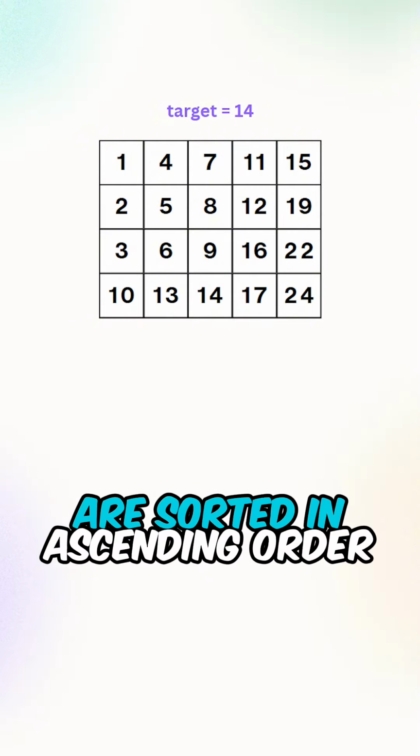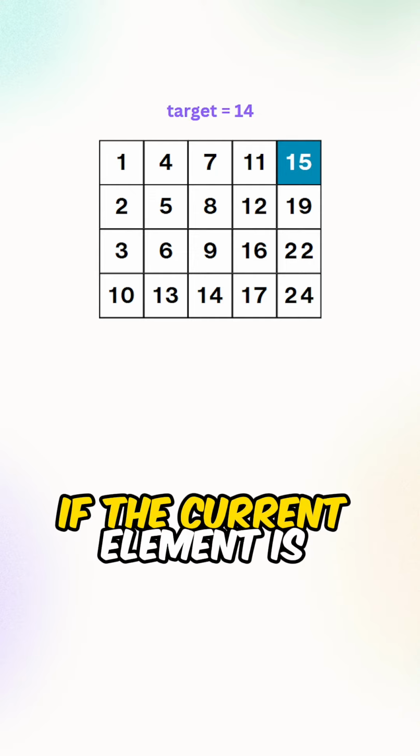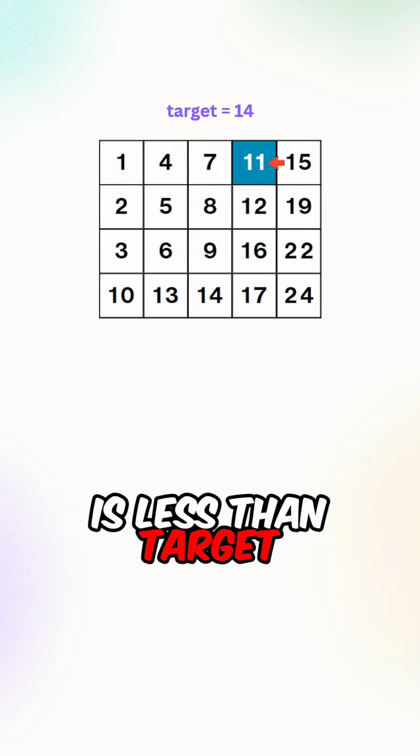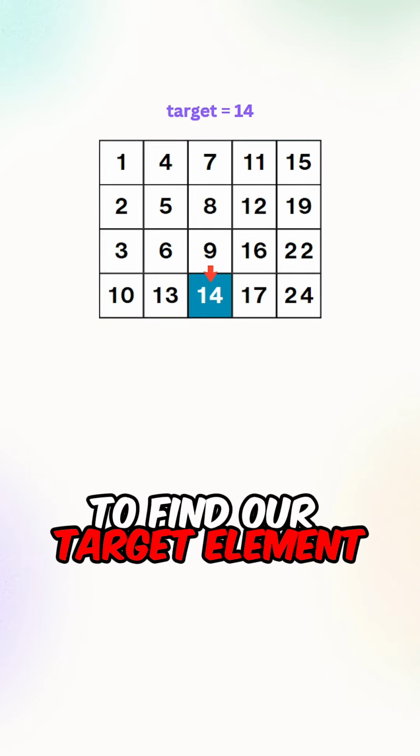Since the rows and columns are sorted in ascending order, what we can do instead is start from the top right corner. If the current element is greater than target, we can move leftward. If the current element is less than target, we can move downward. Then we can repeat the process to find our target element.